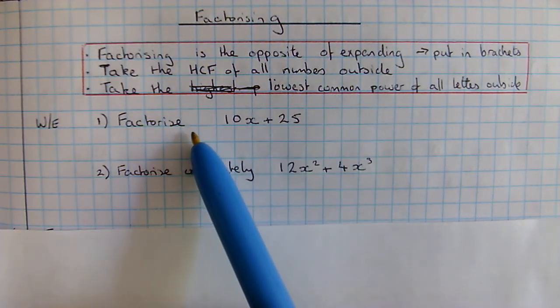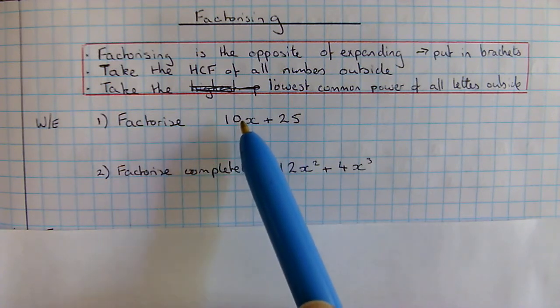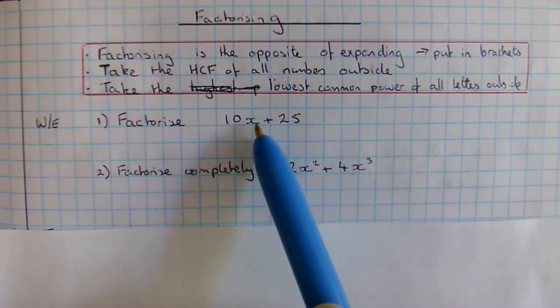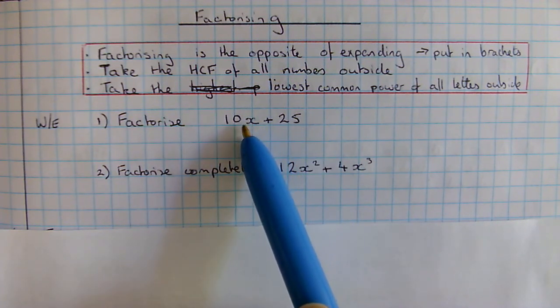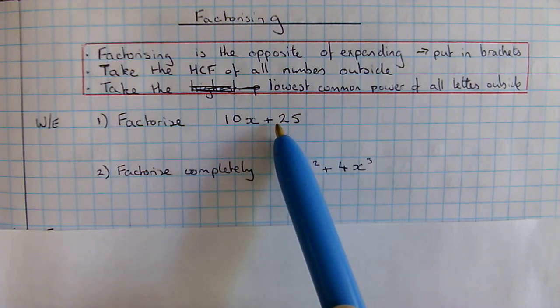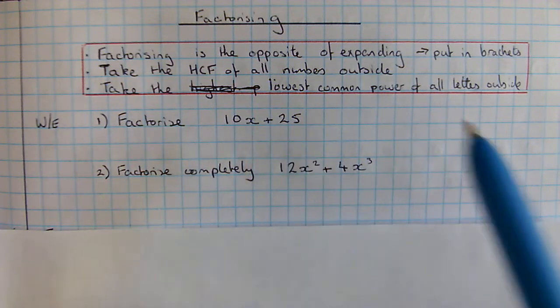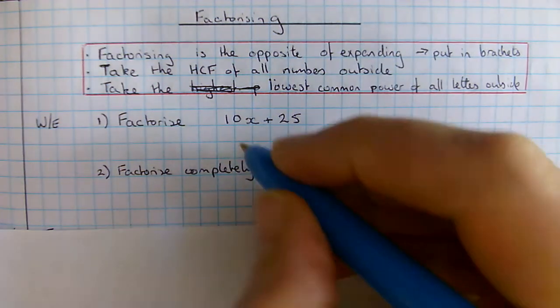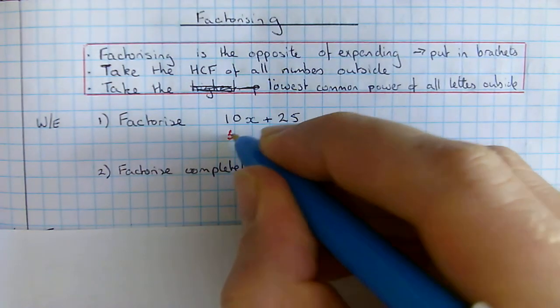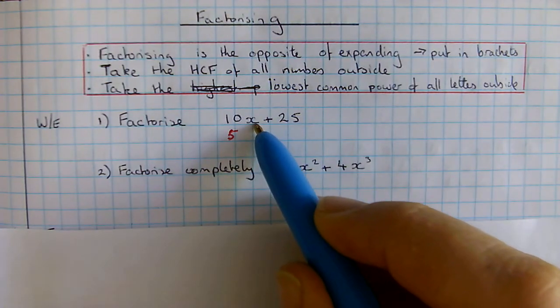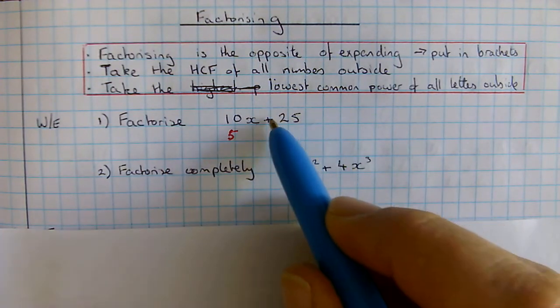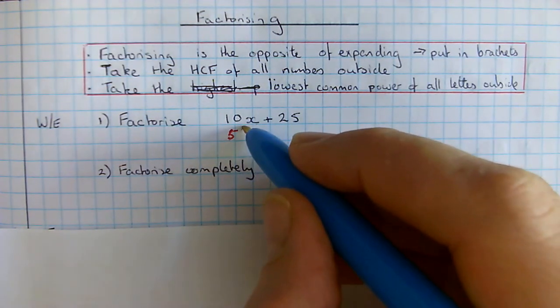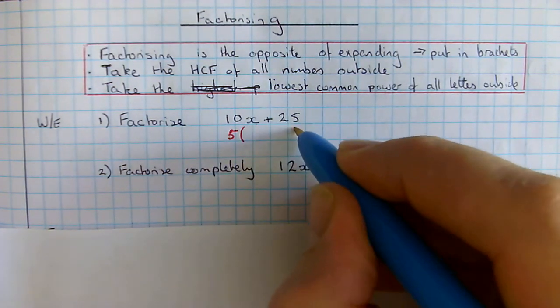So for the first one, I'm being asked to factorise 10x plus 25. So we're going to look at the numbers first. And the first thing I'm thinking is, what is the biggest number that divides into both 10 and 25? Well, both of them are in the 5 times table. So I know that I can take 5 outside of my bracket. Now, this term here has an x, this term doesn't have an x. So I can't do anything with the letters. So I've got my brackets, I know that I've got 5 outside.